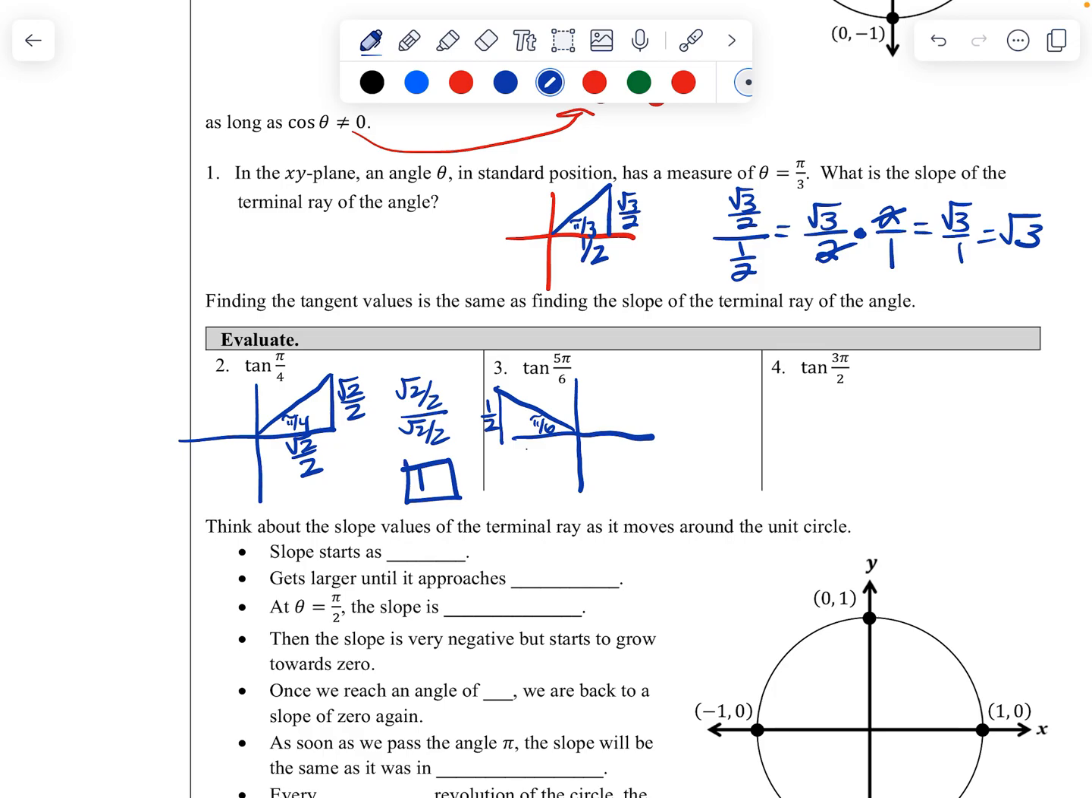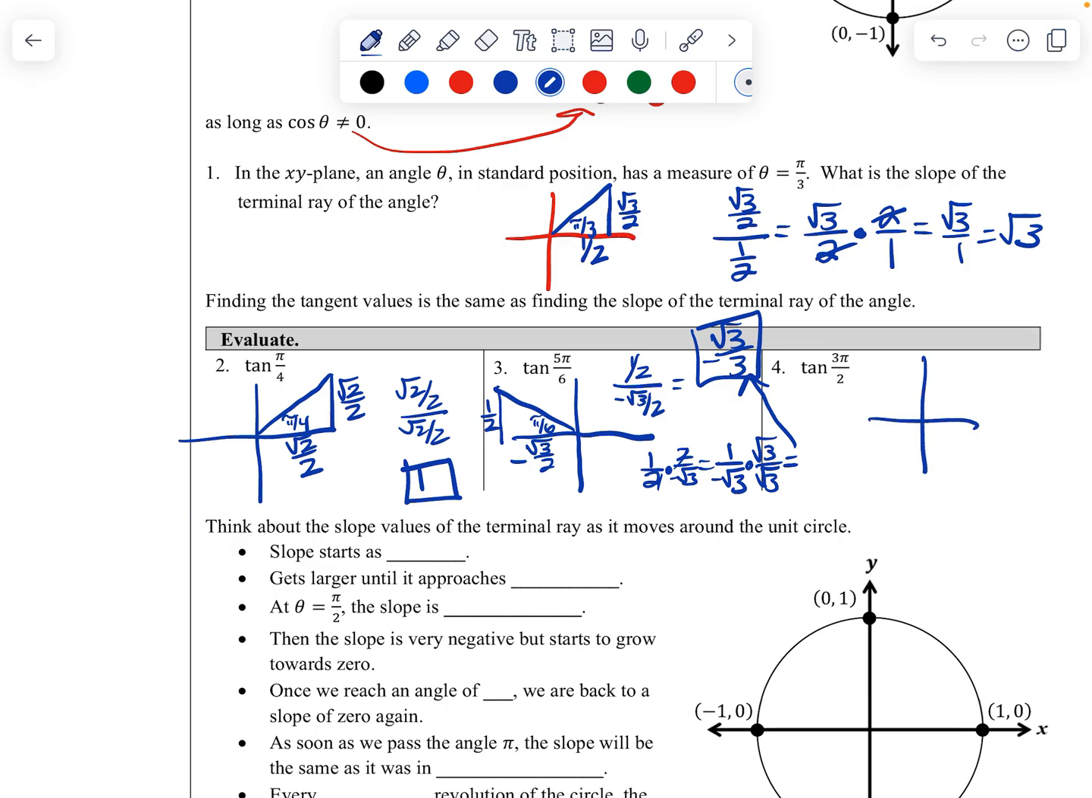Opposite pi over 6 is half, so this means the x is root 3 over 2, and I'll say negative. So we have opposite over adjacent, y over x. Again, keep the top, flip the denominator, and now we have 1 over negative root 3. We're going to rationalize this, so times root 3 over root 3. So this is really negative root 3 over 3, because rationalizing gets us rid of the root in the denominator.